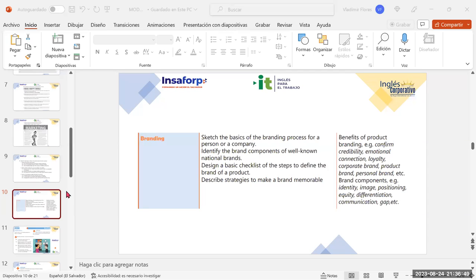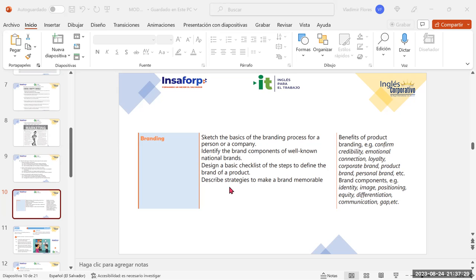Now that we start section number three, the name of the unit is branding. In this section, we're going to sketch the basics of the branding process for a personal company, identify the brand components of well-known national brands, design a basic checklist for the steps to define a brand of the product, and describe strategies to make the brand memorable.